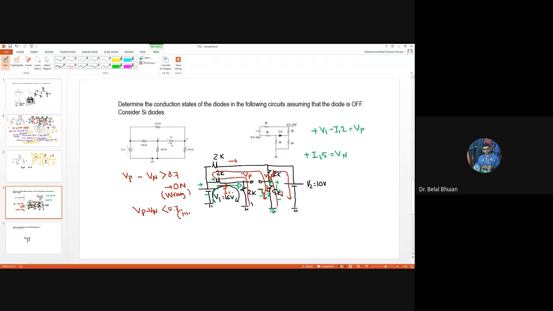After this, putting in these values, whatever you find, if it is greater than 0.7, it is on. If it is less than 0.7, it is off.